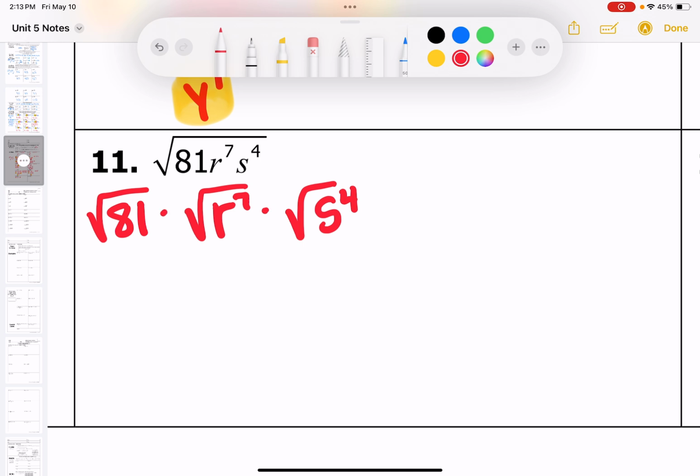All right, square root of 81 we can type in our calculator. When I do that, I get 9. Square root of r to the 7th can't be simplified because 7 is an odd number. So I'm going to have to break it apart.